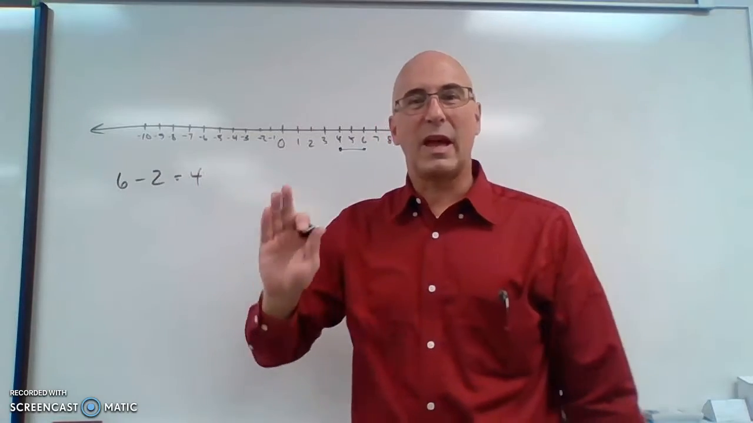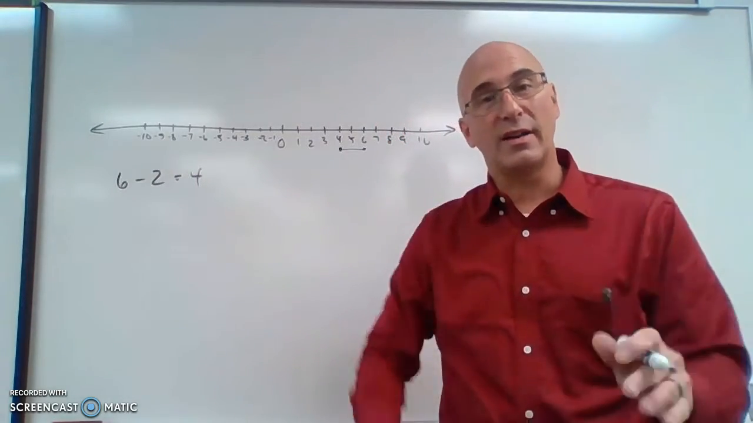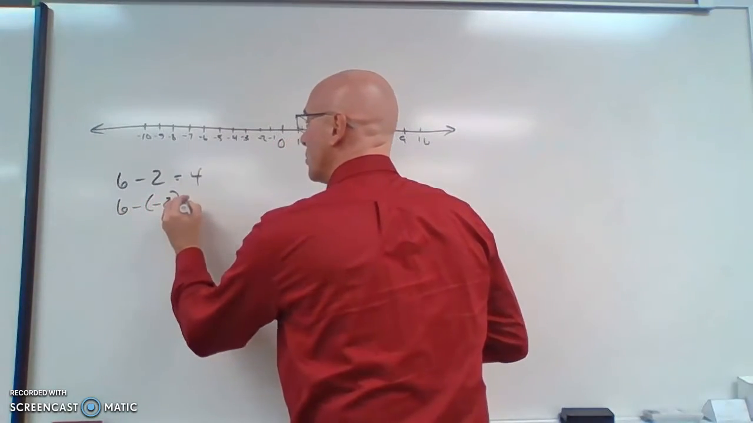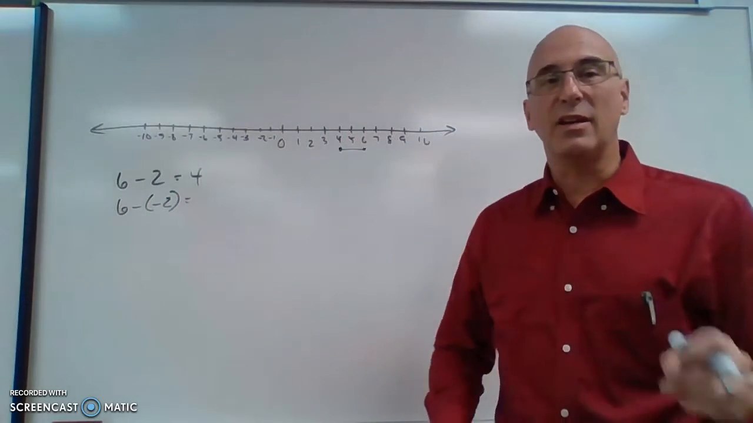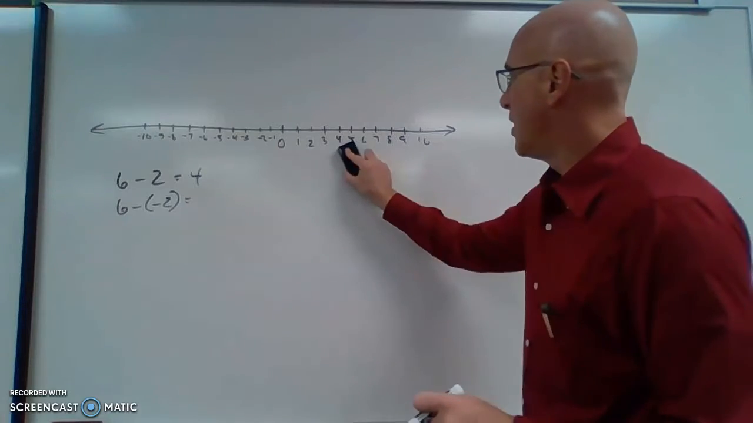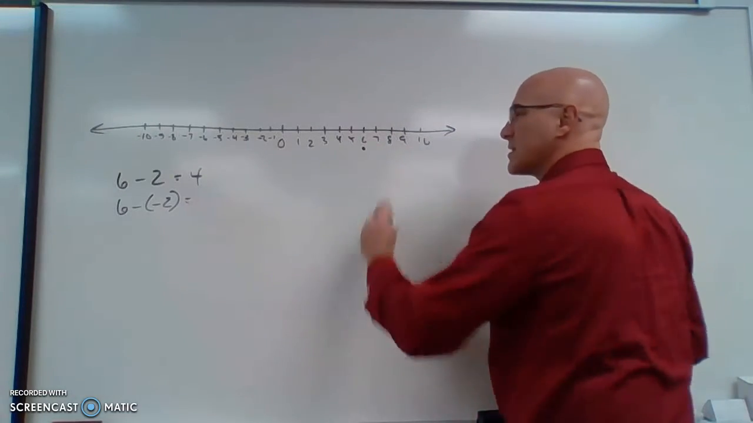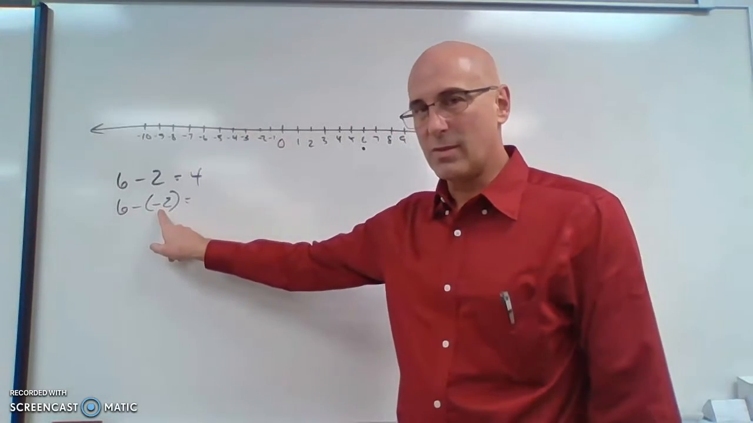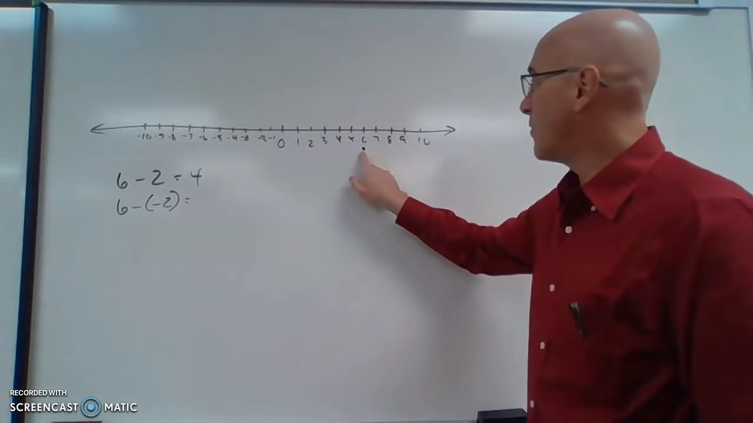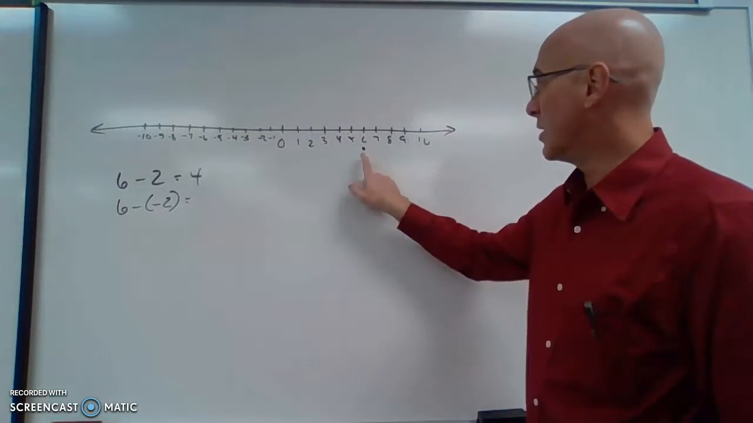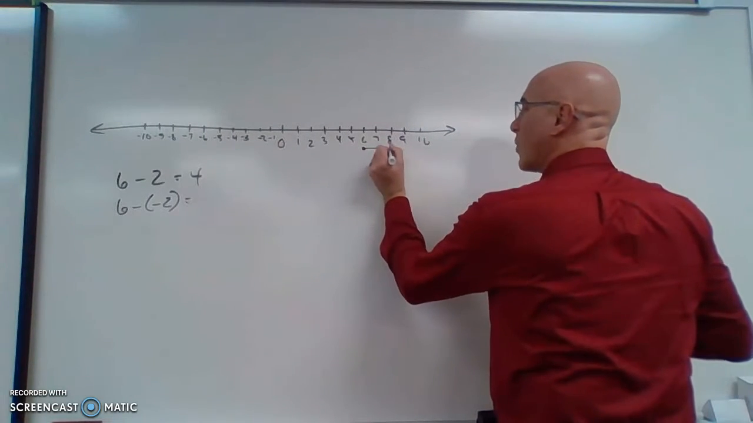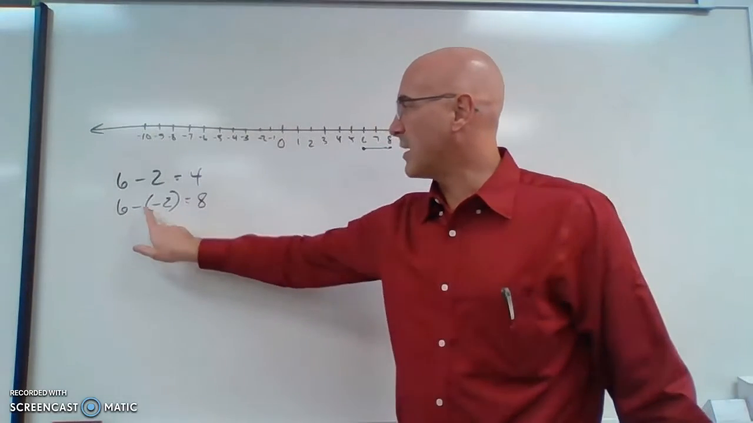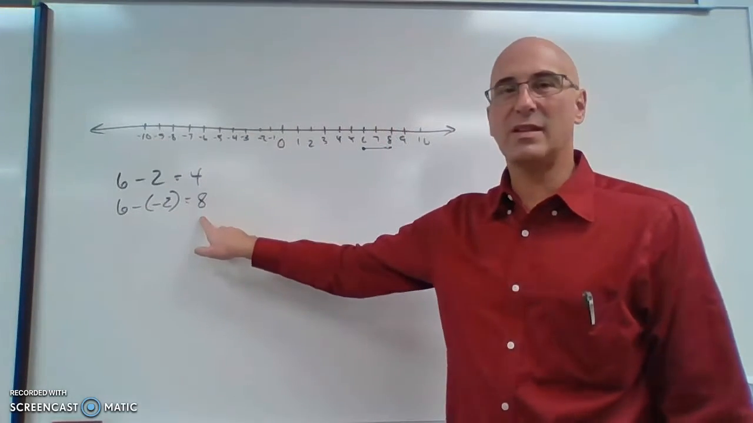Now you can probably guess what happens if we have to subtract a negative number. In other words, if I said we had to subtract a negative 2 from 6. So let's look at what happens there. We're going to start at 6, but we are going to subtract a negative 2. That means we do the opposite. So instead of moving to the left 2 units, we are going to move to the right 2 units. So 6 minus a negative 2 is 8.